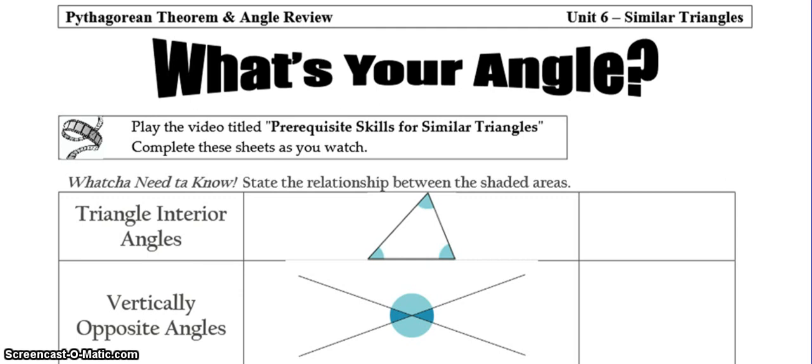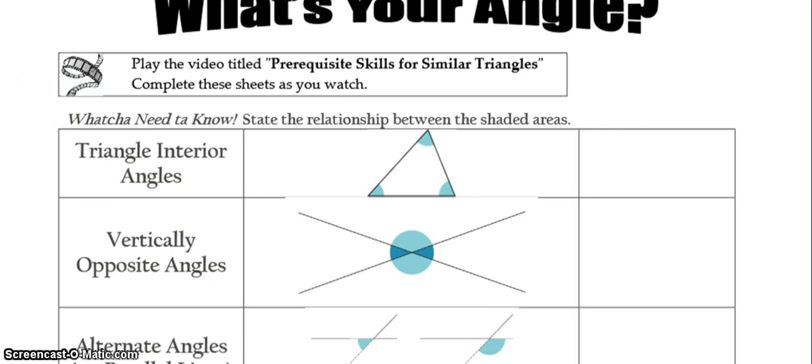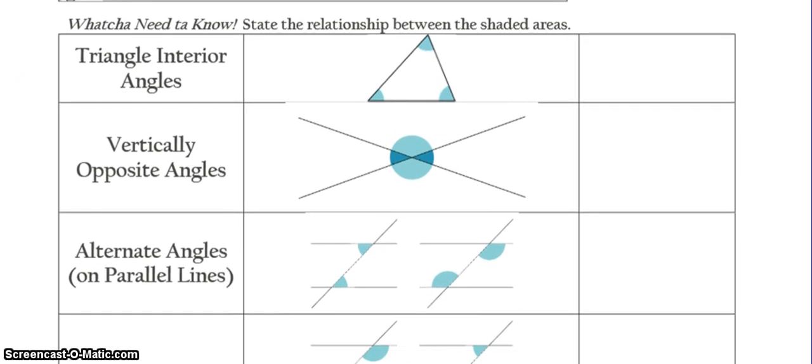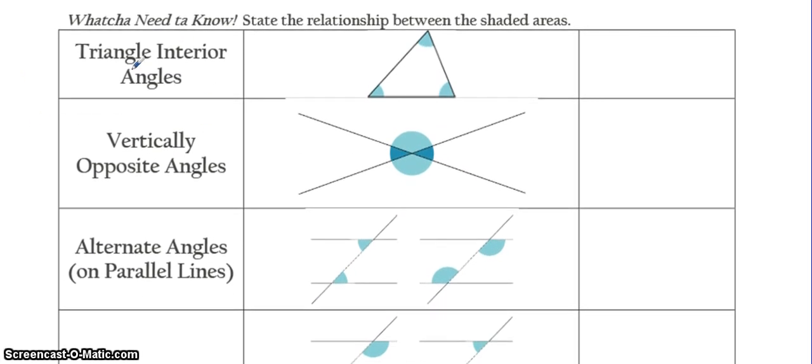In this video, we're going to review some prerequisite skills from grade 8 and 9 that you'll need for this unit, which is called similar triangles. We're going to start with some angle relationships, and these are the angle relationships you will need to know.